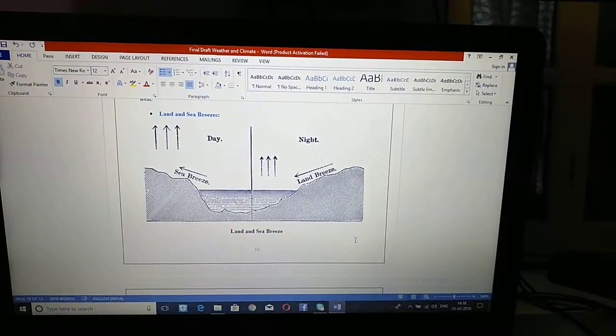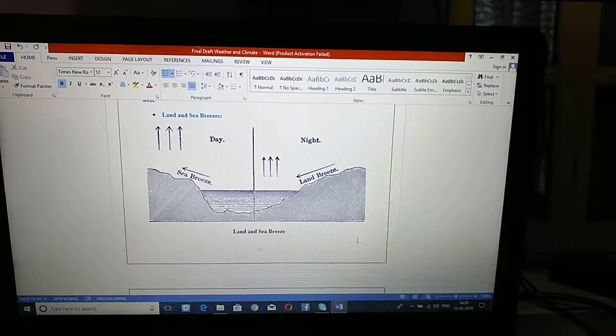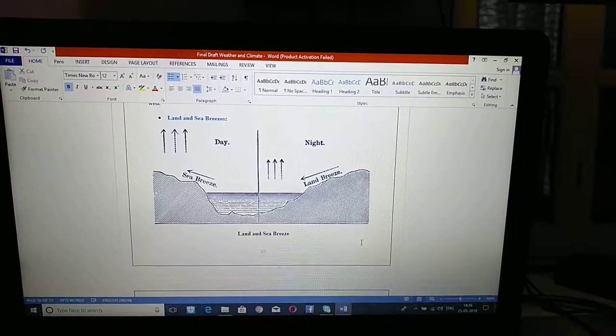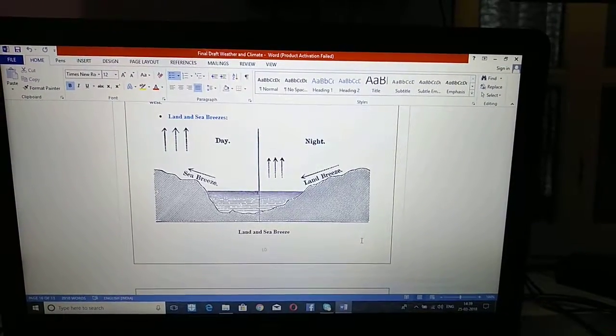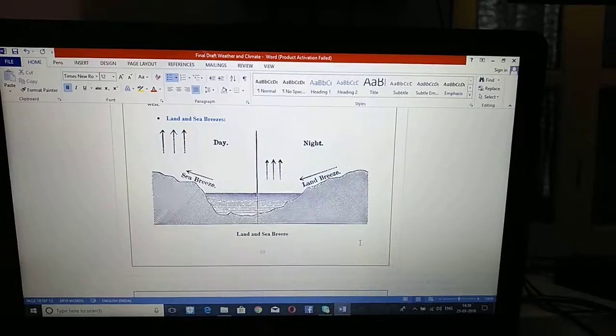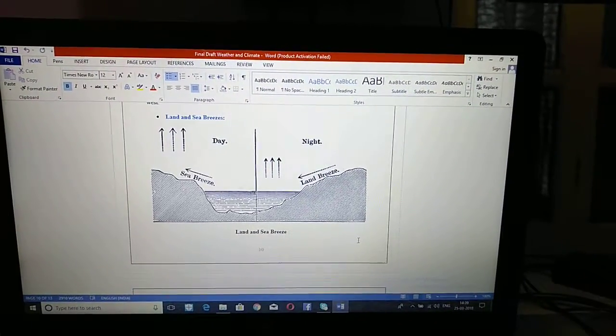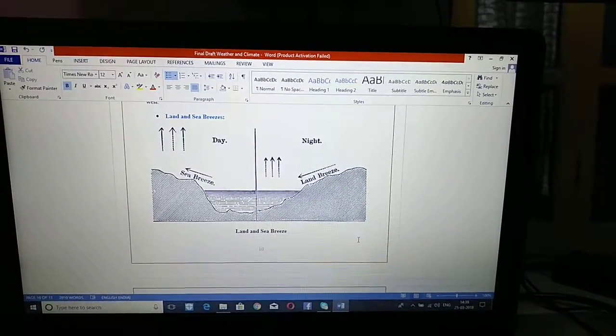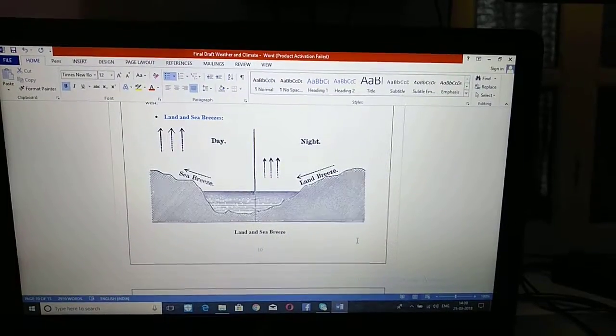Today, I will discuss one of the most important yet very simple topics of geography, that is land and sea breezes. Okay, so what are land breezes and sea breezes? Land breeze basically occurs during the night and sea breeze basically occurs during the day.